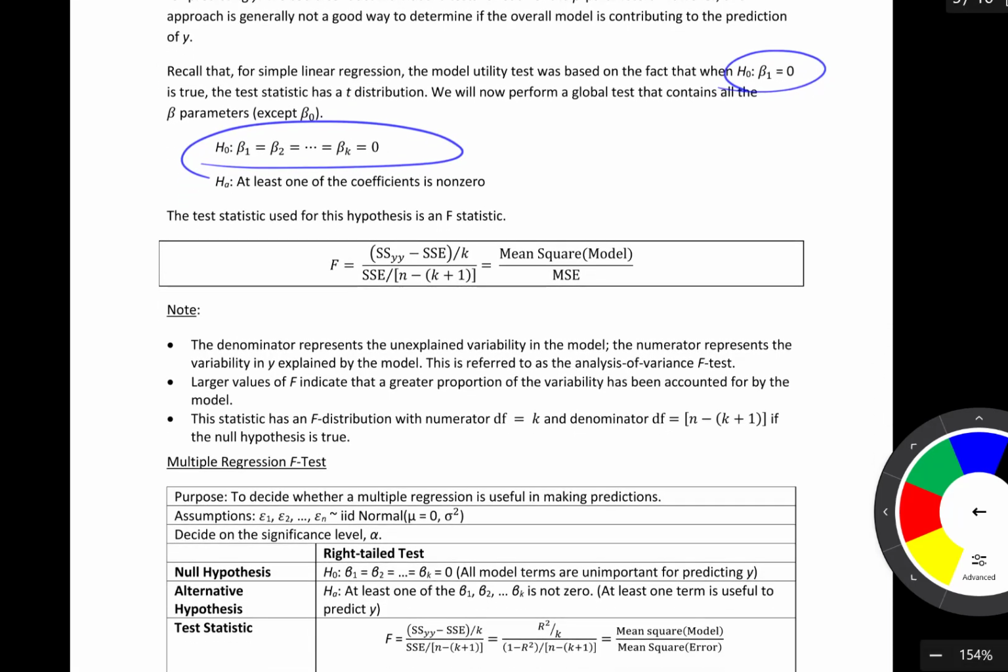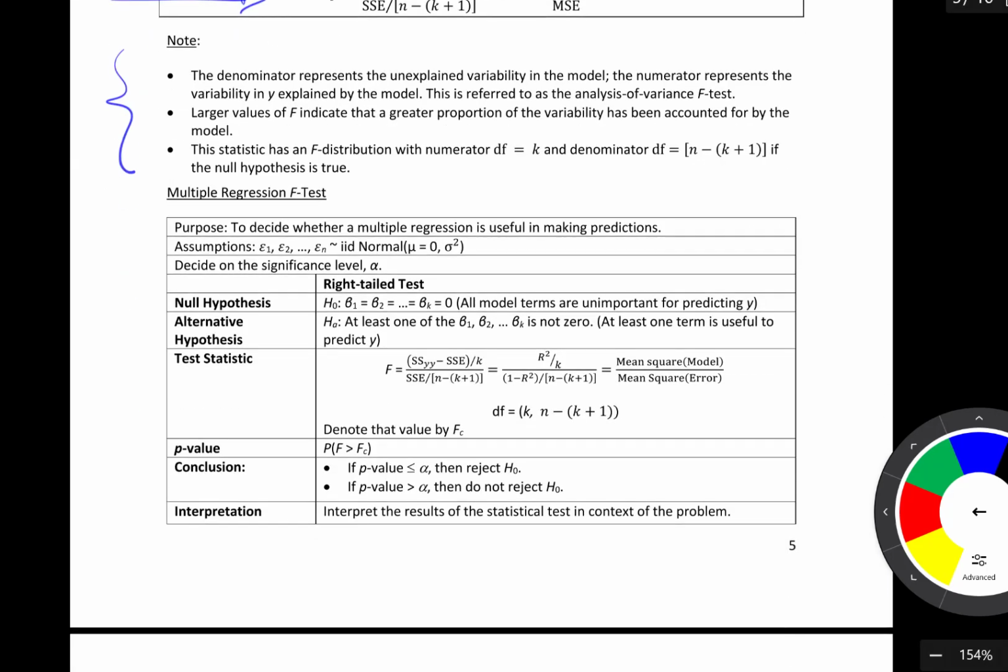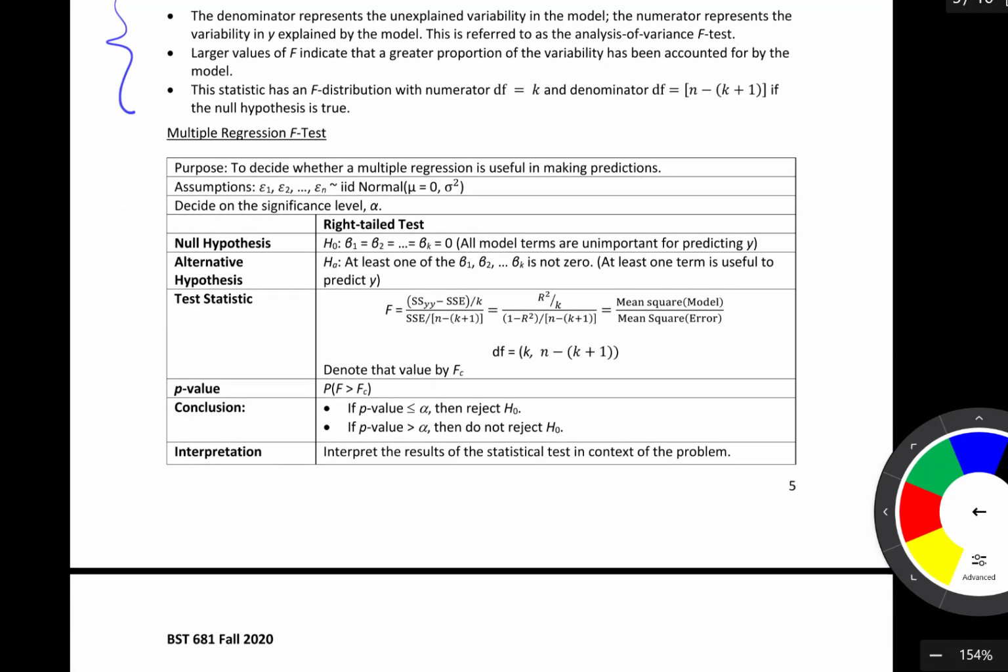So here is our test statistic. It is an F-test statistic. And you can read these notes here a little bit more about that test statistic. Now this box here summarizes the F-test that we're going to conduct.